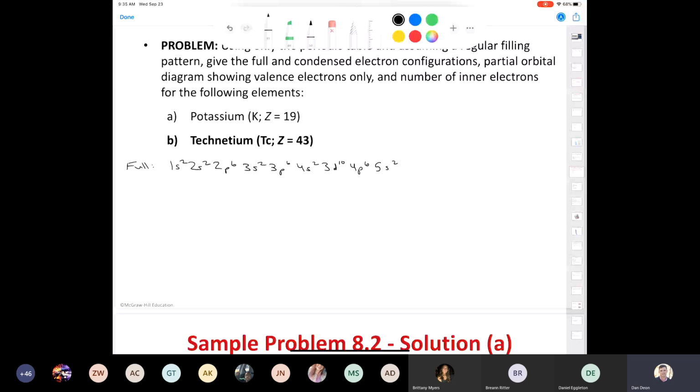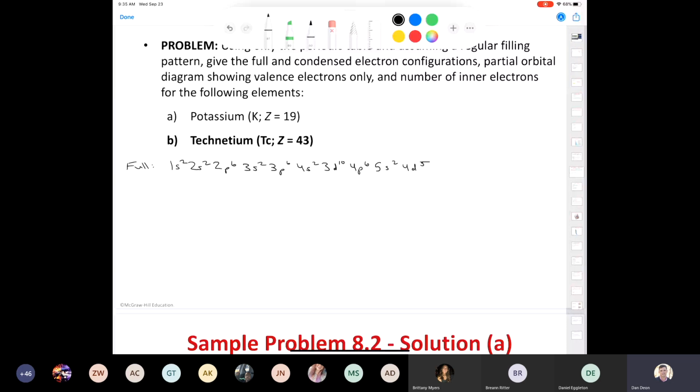So at 5s2, I'm at strontium. Then I have yttrium, zirconium, niobium, molybdenum, technetium. That means I've got a total of 4d5, like that. Okay, there we go. So that's the full electron configuration.